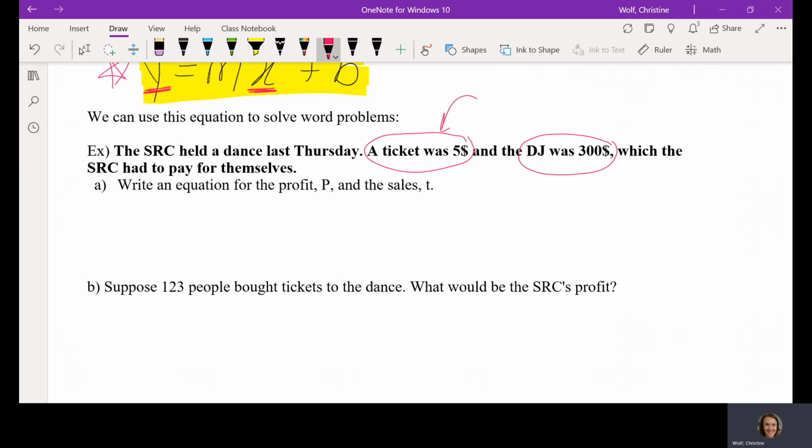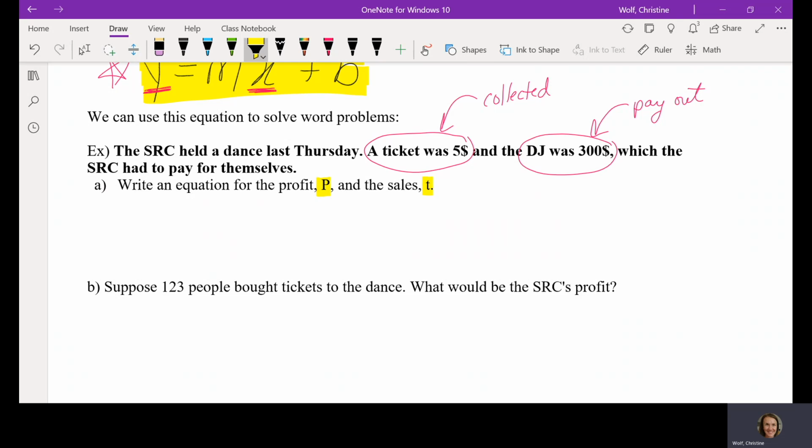So the SRC collected $5 per student. So they were able to bring in $5. But then they had to pay out, so they had to give away $300 to pay the DJ. Write an equation for the profit P and the sales T. So this equation tells us to use the variables P and T.